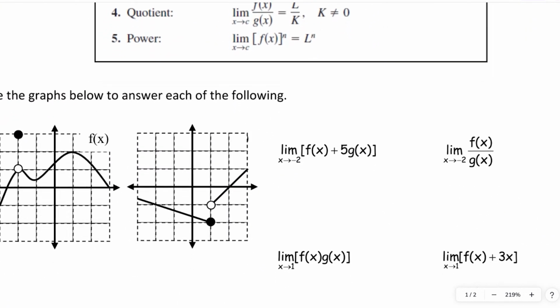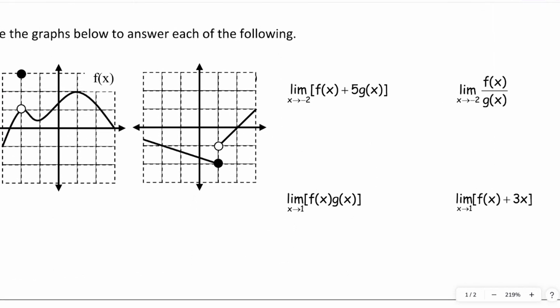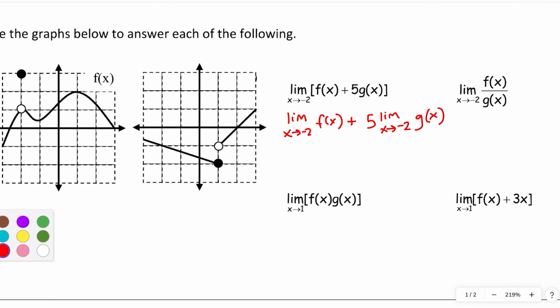Here's a couple of piecewise functions, and we can use the graph to determine these limits. This first one says the limit as x approaches -2 of f plus 5g. I'm going to start off by writing it out exactly how this breaks down, but you're going to be able to skip that first step pretty quickly. So we can split up these limits. We can write this as the limit as x approaches -2 of f of x plus 5 times the limit as x approaches -2 of g of x.